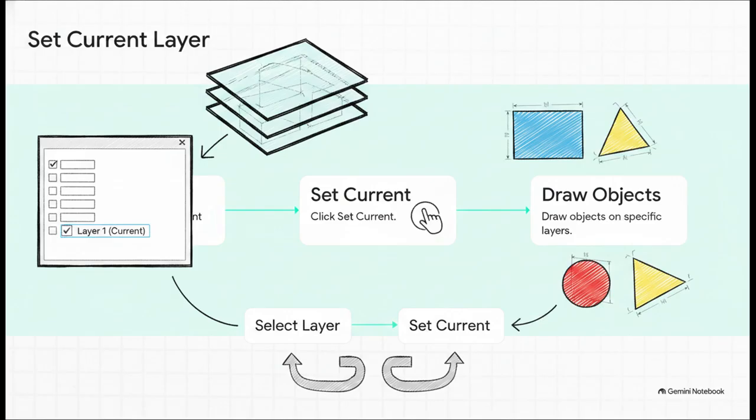Step 1, select the appropriate layer in your manager. Step 2, you must click Set Current. That actively turns the layer on. Step 3, draw your specific objects. As you work, you're going to constantly switch between layers, setting a new one as current as needed. This active switching ensures that every single dimension lands exactly on the dimension layer, and every piece of text lands squarely on the text layer.